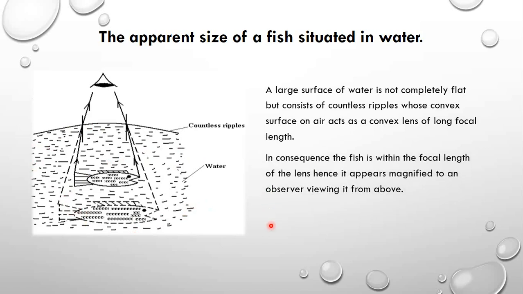That will only occur mainly when the fish is at the focal length, so it is at the focal point of this lens, because we are saying that this water surface is going to be like a convex lens. So if the fish is situated at the focal point, that means that it will appear to be bigger than it really is, or it will appear to be magnified if it is situated at the focal point.